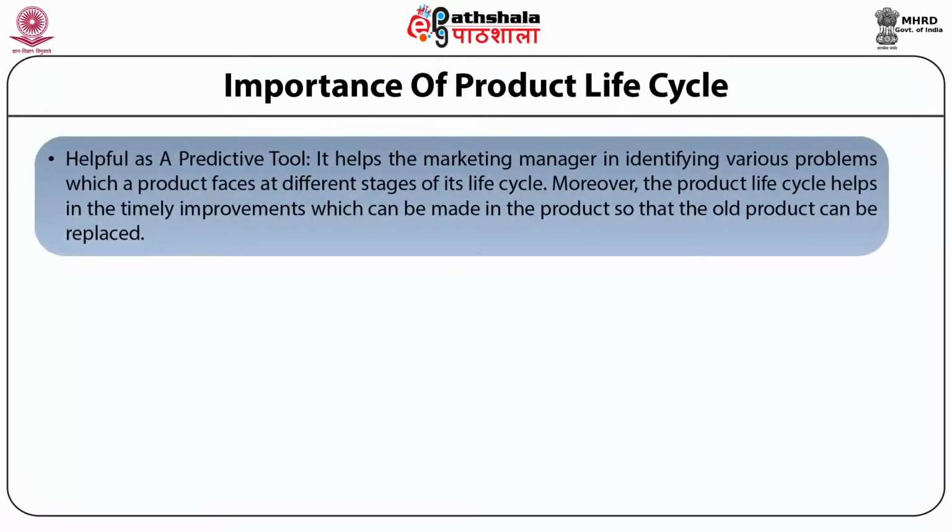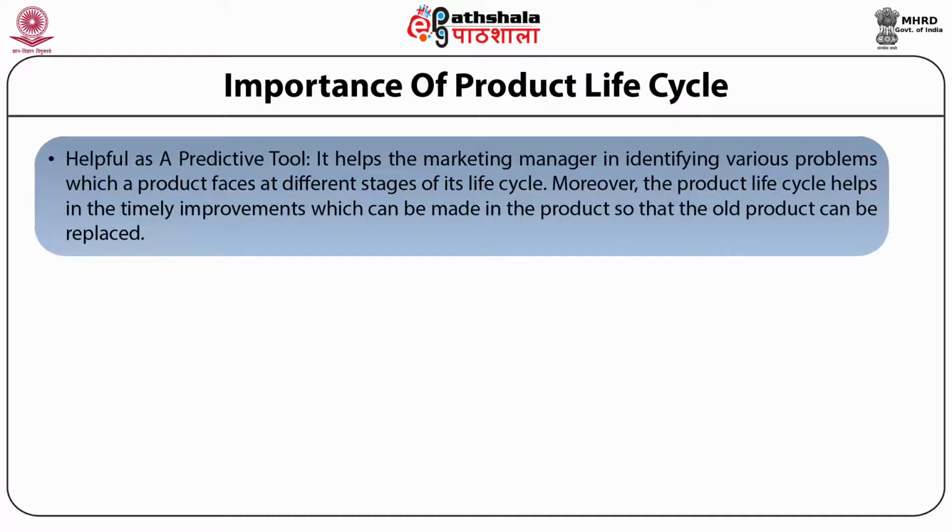It is helpful as a predictive tool. Product life cycle concept helps the marketing manager in identifying various problems which a product faces at different stages of its life cycle. Moreover, the product life cycle helps in the timely improvements which can be made in the product so that the old products could be replaced.